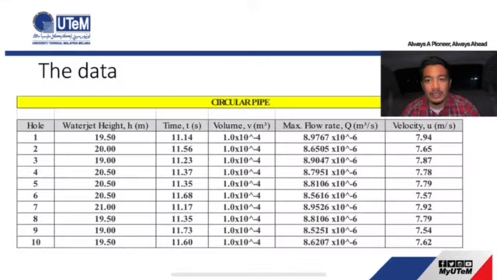This is the data that we get. Correction, we made 10 holes and the distance between the holes is 0.2 meter. This is the data for hole 1 until 10.